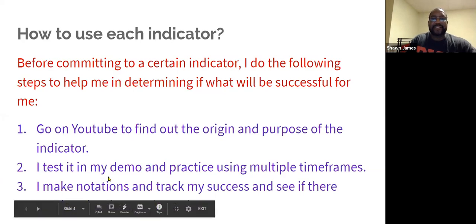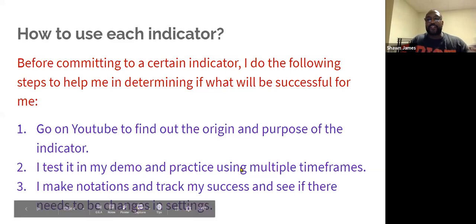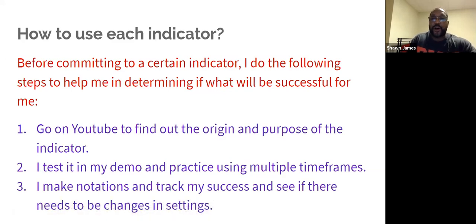The second thing I did is I tested in my demo and I practiced using it on multiple time frames. How do I know that the Ichimoku Cloud works on the 15-minute? Well, that's because I practiced using it. Most people weren't using it on a 5 or a 1 minute, but can you do it? Yeah, you can, but here's the thing. Unless you practice with it and use it, is the parameters of it correct? You might have to change the parameters. Well, how would I know that I need to change the parameters unless I practice using it on different multiple time frames?